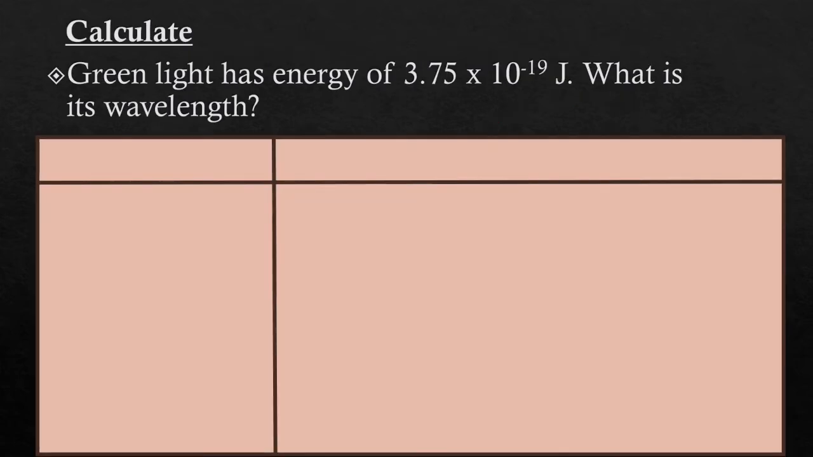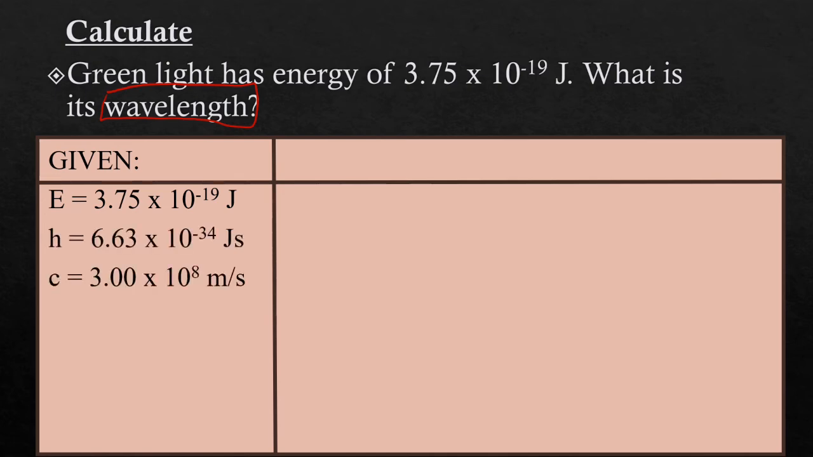Work on a problem that relates energy and wavelength. Green light has energy of 3.75 times 10 to the negative 19 joules. What is its wavelength? So I am looking for wavelength, so I'm going to be boxing wavelength. Next, listing out our variables in the order of the equation. E equals h times c divided by wavelength. So we have E as 3.75 times 10 to the negative 19 joules, our constant h, our constant c, again those numbers never change, and then wavelength, we're looking for it.